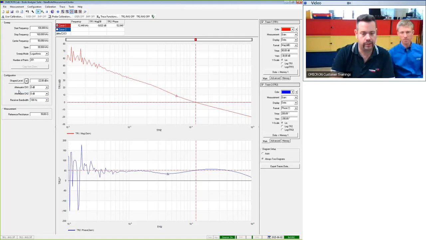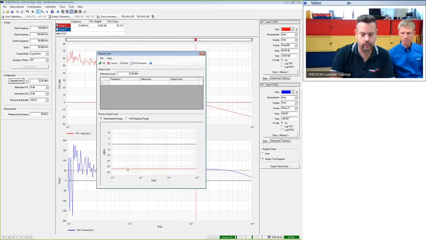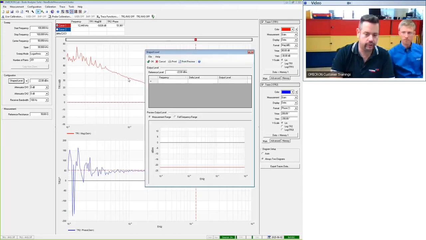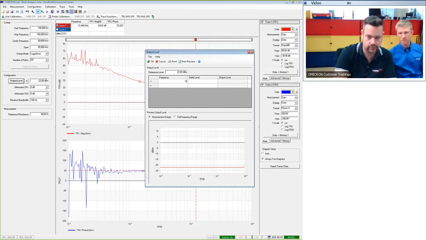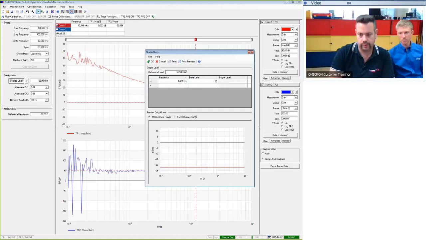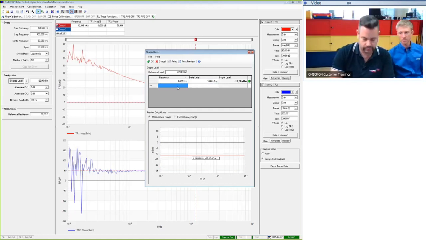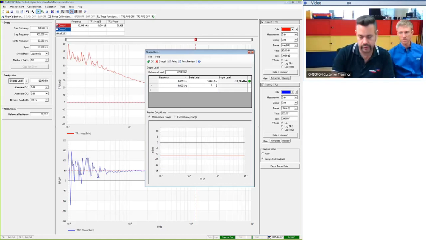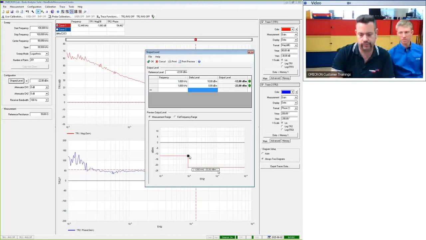So we use the shaped level function, and we click on shaped level, and now at the moment you see that the whole signal is at minus 22 dBm. Now we see that we need a higher level for frequencies below 1 kHz. So I can enter a point at 1 kHz that says possibly plus 10 dB, and then at 1 kHz saying minus zero again. And now you see I've programmed the step.